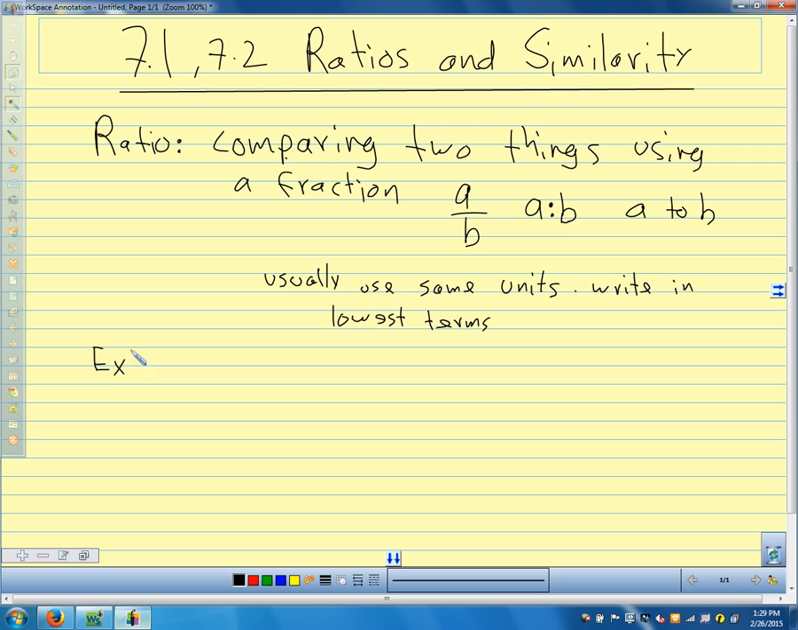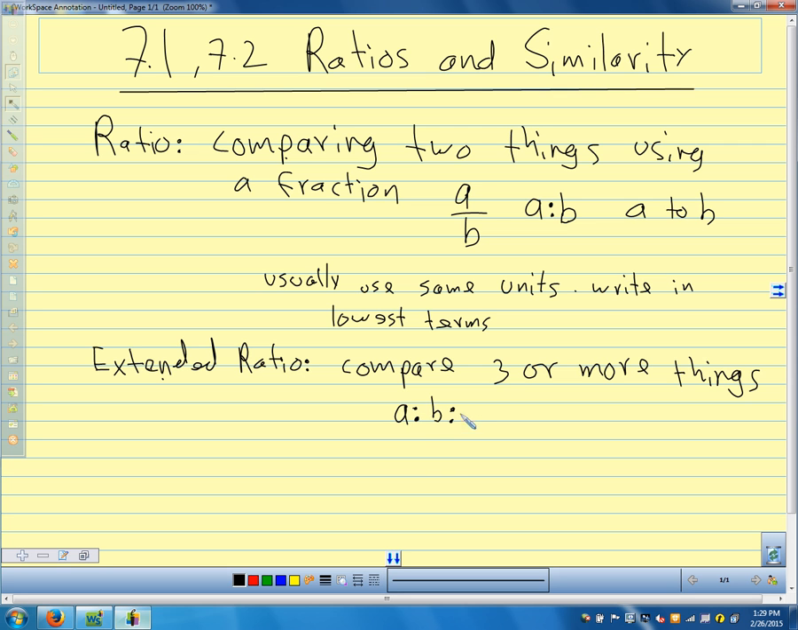We can also have an extended ratio. And an extended ratio just means we're comparing 3 or more things. So we write an extended ratio, we could say A to B to C. And the fractions that we would get would be A over B, A over C, and B over C. Same, so these two things mean the same thing. So it's just a relationship for 3 or more things. All right, we good there? Okay.